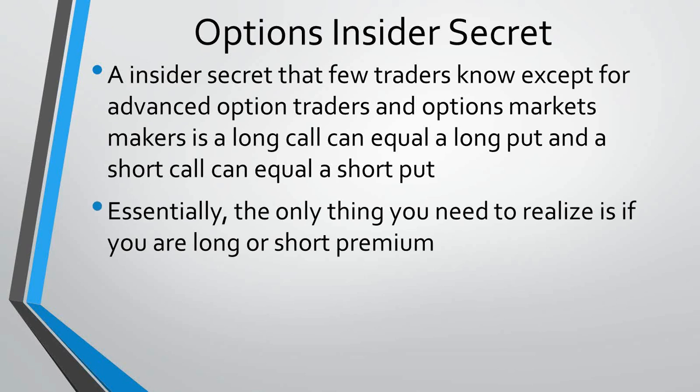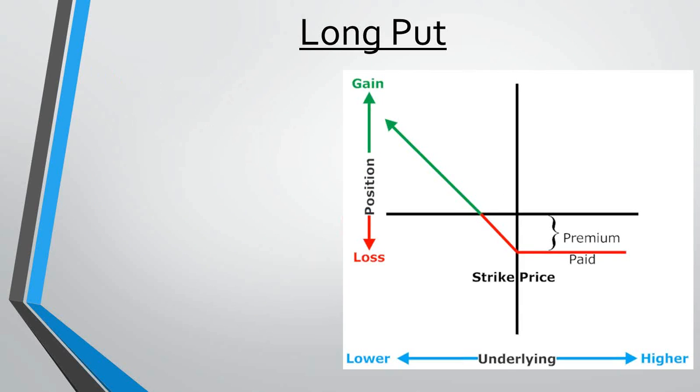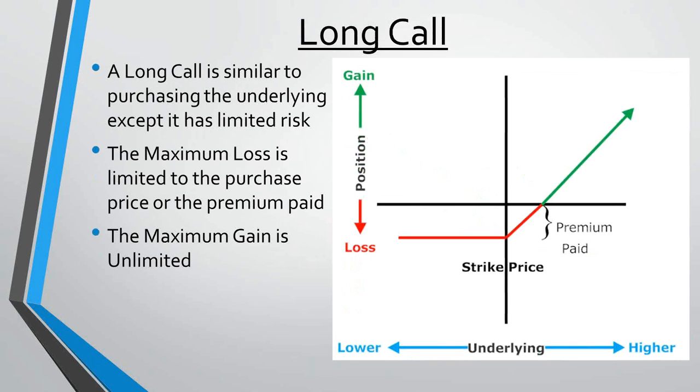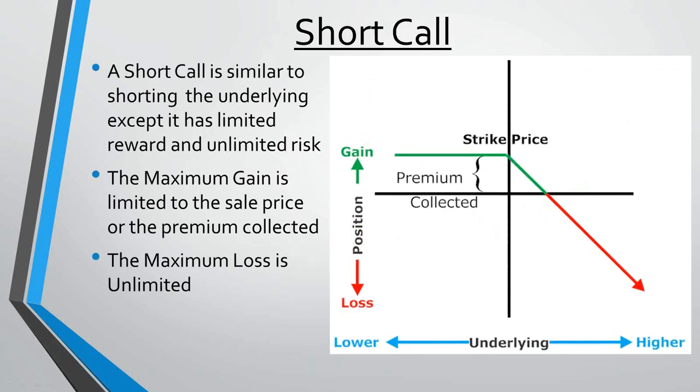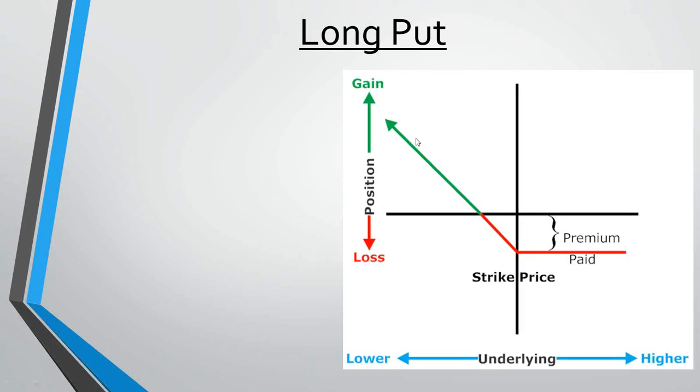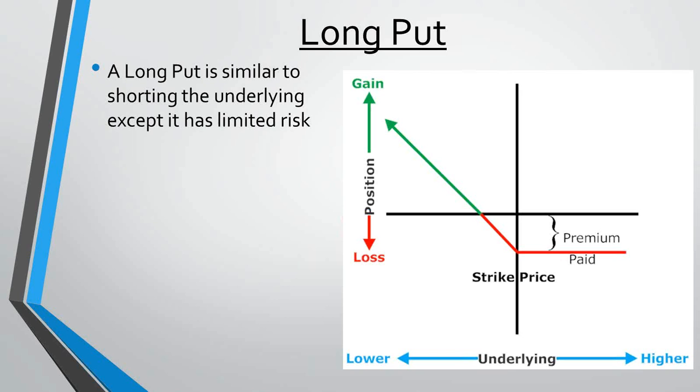Essentially, the only thing you need to realize is if you're long or short premium. So if we're long a call, we can make that into a long put, or if we're long a put, we can make that into a long call, because we're long premium, meaning we've paid out of our pocket to get the premium. Remember, for a long call, we had to pay out, and we want the market to go up. Well, for a long put, we had to pay out, we want the market to go down. So in either case, we've paid something out of our pocket to put that position on. The exact opposite is true for the short call and short put. We've collected on either side of those.